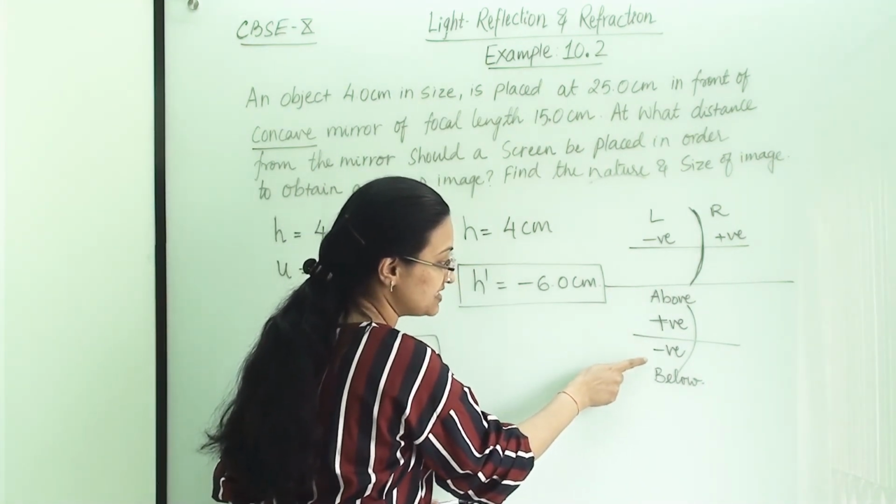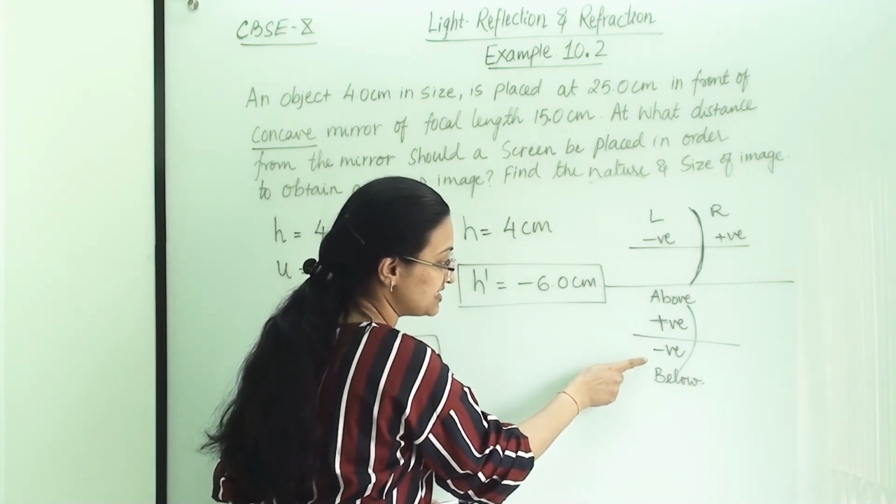So let us solve this and we will get the distance of the image: minus 1/15 plus 1/25. The answer we will get is minus 2/75. So here we will get 1/v equals 1/(minus 37.5). Let us take the reciprocal on both sides. When we take the reciprocal on both sides, we get v equals minus 37.5 cm. So this is the distance of the image, that is 37.5 cm, and that is negative.